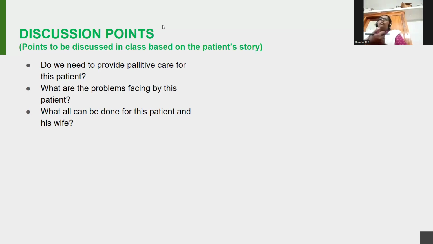And one more question: do you have any specific question to ask us from this patient story? Like, as I've already mentioned in the discussion points, in our hospital there is no group of palliative care in which we can provide palliative care to this patient. How can we help him?